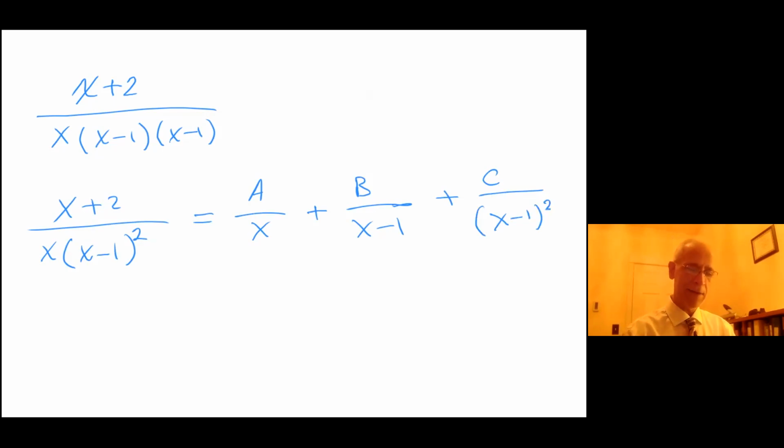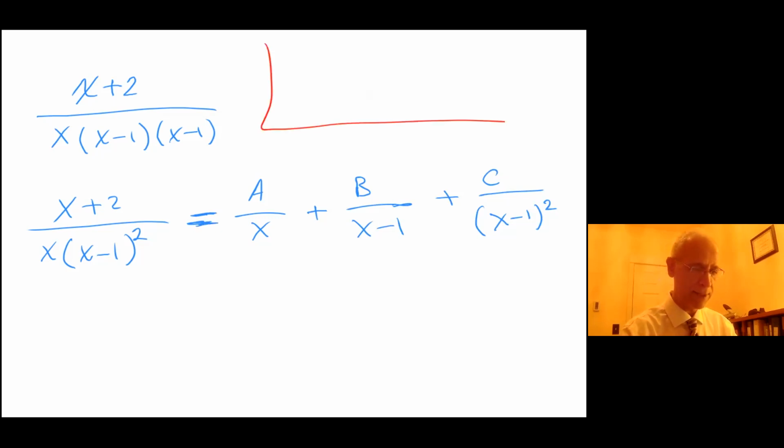So notice that I have A over the first factor, then B over the second factor, the linear, and then plus C over x minus 1 quantity squared. Okay, so we're going to just go ahead and accept this. We are not going to go after proving this. So now let's just continue and solve for A, B, and C. How do we proceed? Like last time, we are going to multiply both sides of this equation by the least common denominator.